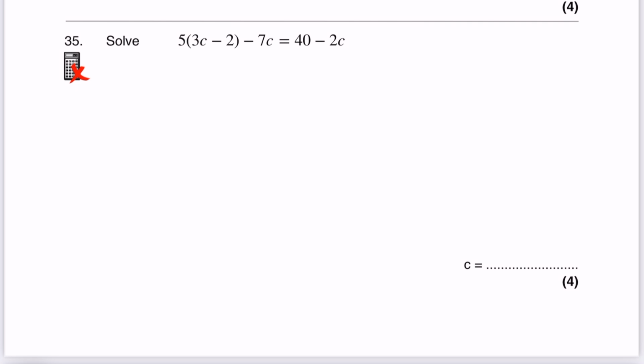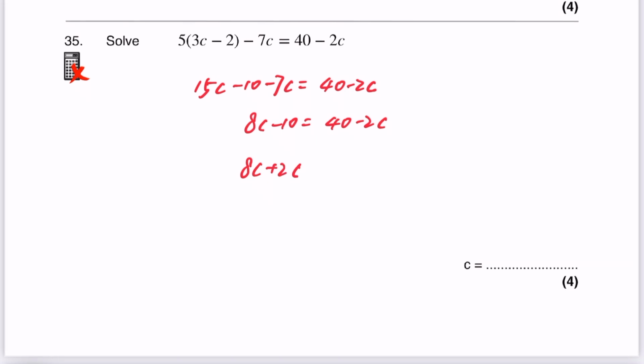For question 35, they ask us to solve such an equation. Even though we got loads of terms, at least I only got one bracket in it. Let's still simplify it. 15c minus 10 minus 7c equal to 40 minus 2c. Let's simplify the left-hand side first before we do any rearrangement. 15c minus 7c would give us 8c minus 10 equal to 40 minus 2c. And then we can do the rearrangement together. 8c plus 2c equal to 40 plus 10. 10c equal to 50, which is why c equal to 50 divided by 10, which is 5.